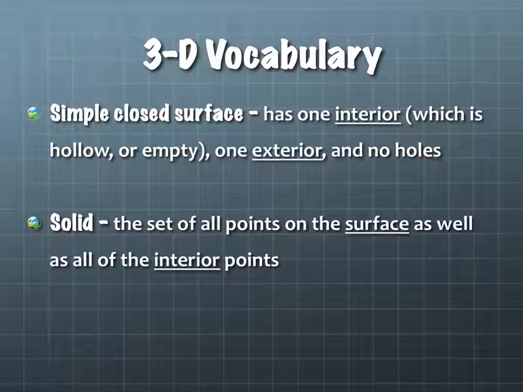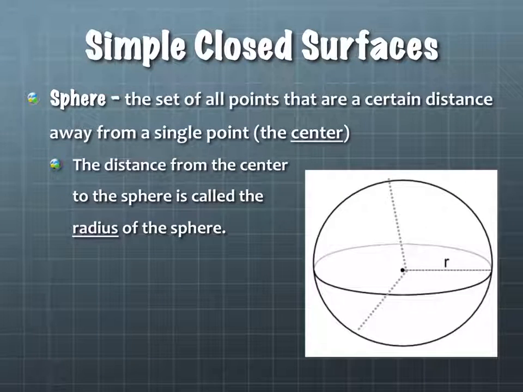A solid is a set of all the points on the surface as well as all of the interior points of the object. One such object that fits this criteria is a sphere. A sphere is the set of all points that are a certain distance away from a single point, the center, and the distance from the center to the sphere is called the radius.